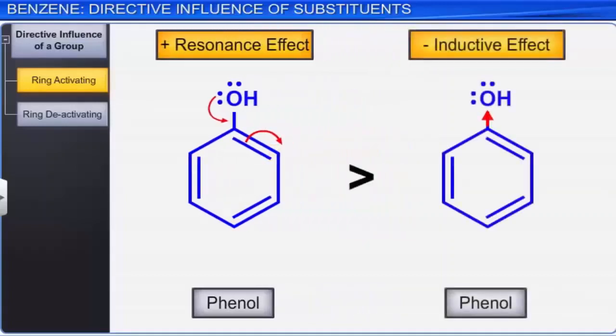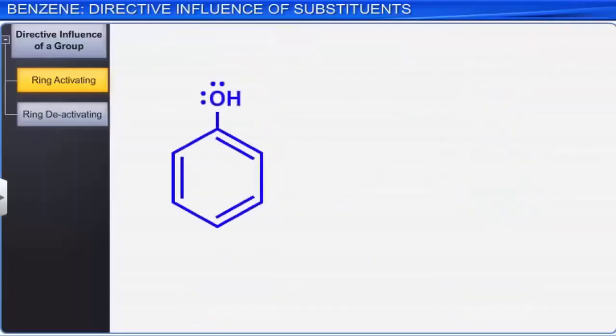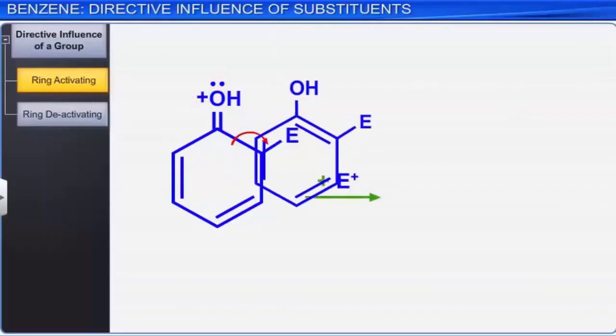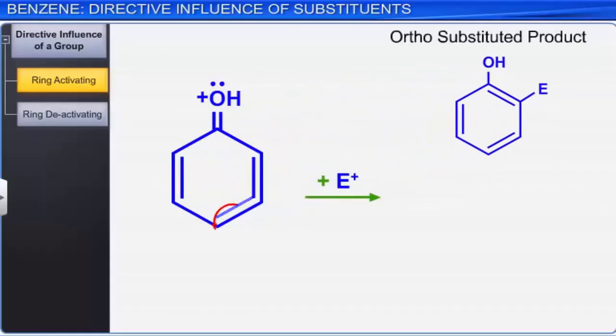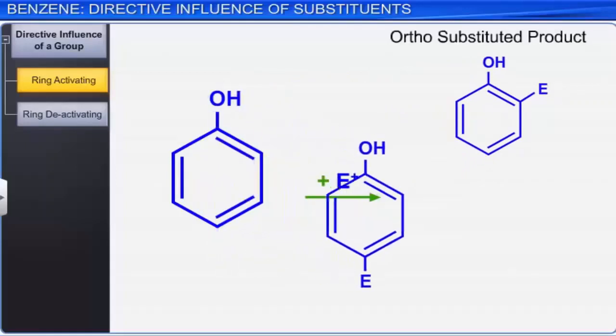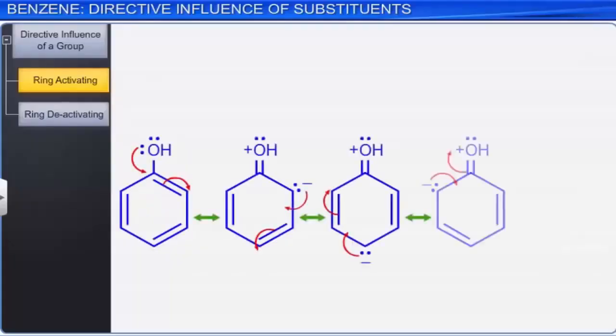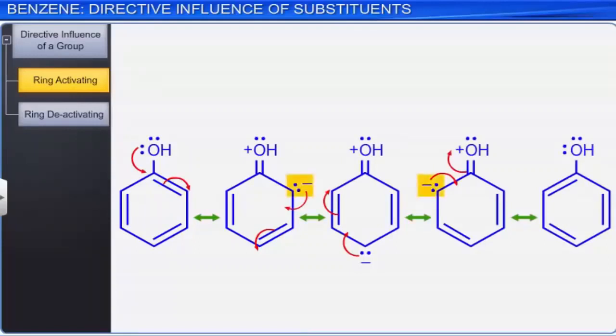Due to the plus resonance effect of the hydroxyl group, the ring gets activated and the incoming electrophile is directed to the ortho and para positions. The following resonance structures of phenol show that the electron density is much more concentrated at ortho and para positions than at the meta position.